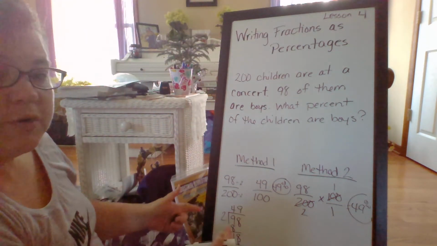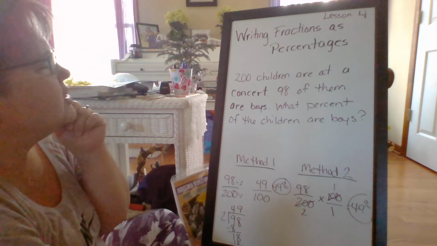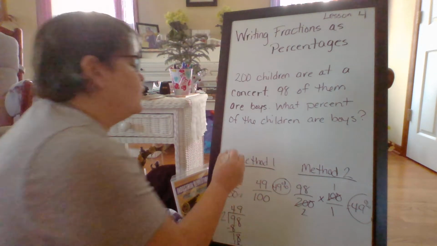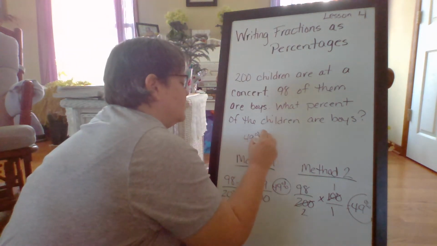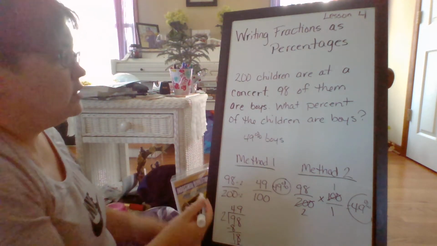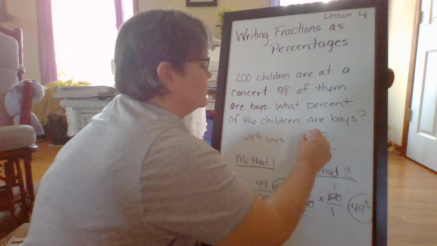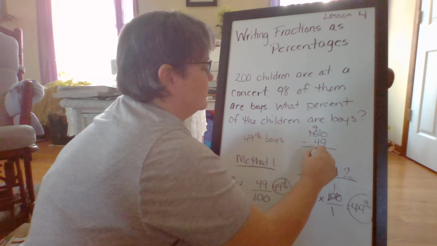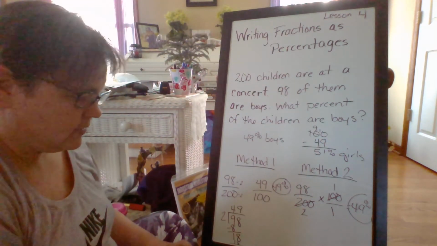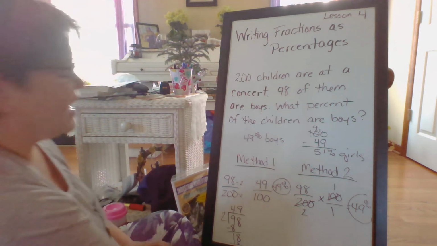Okay, so there's 2 different ways to do that, and you get the same answer both ways. Let me ask you this. 200 children are at a concert, 98 of them are boys. We know that's 49% boys, right? What percent are girls? Well, all we have to do is subtract 49 from 100 to find out the girls. So 51% are girls. Alrighty, so that's how we write fractions as percentages.